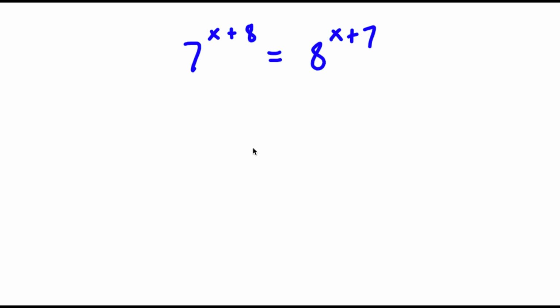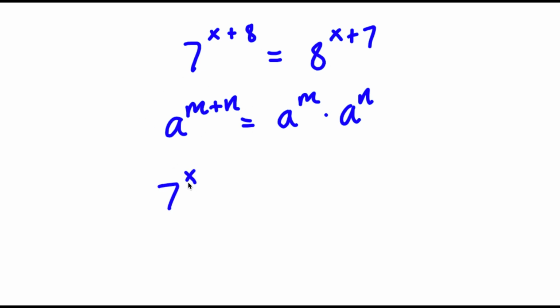Alright, so in this problem, I have 7 to the power of x plus 8 is equal to 8 to the power of x plus 7. So to start, if I have something in the form a to the power of m plus n, this is equal to a to the power of m times a to the power of n. So 7 to the power of x plus 8, that's going to equal 7 to the power of x times 7 to the power of 8. And a to the power of x plus 7, that's going to equal a to the power of x times a to the power of 7.